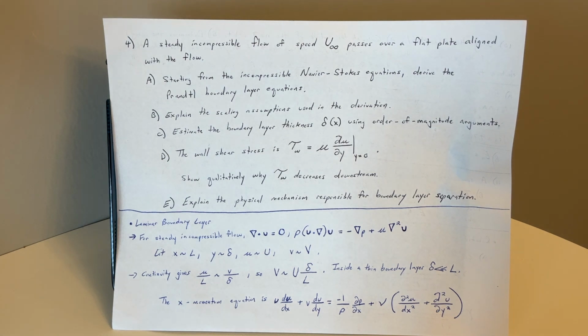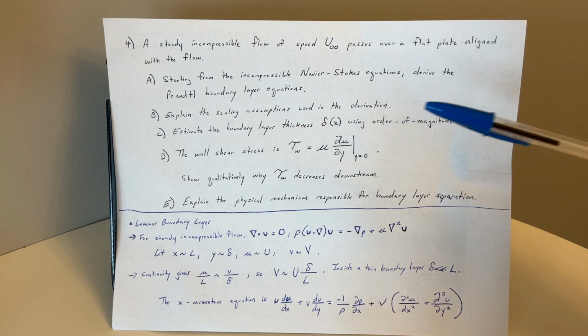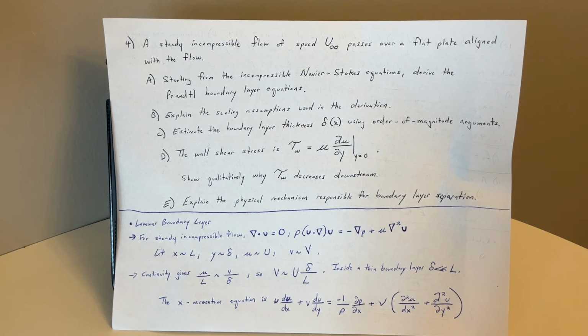A steady incompressible flow of the following speed. That's the free stream velocity, u infinity, free stream velocity, passes over a flat plate aligned with the flow. Part A, starting from the incompressible Navier-Stokes equations, derive the Prandtl boundary layer equations. Okay, so this is a laminar boundary layer problem.